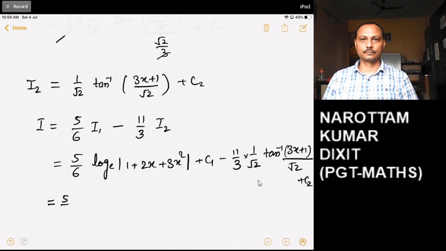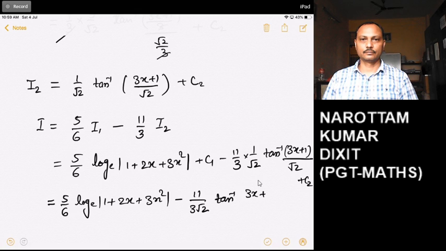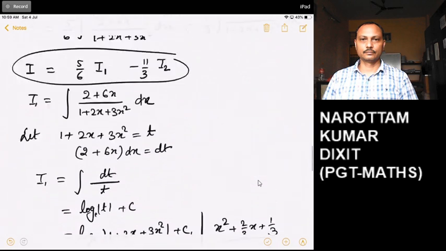So the final answer is 5 upon 6 log of mod of 1 plus 2x plus 3x square minus 11 upon 3 root 2 tan inverse 3x plus 1 upon under root 2 plus c. So in this way we can find the solution. It is a very important question. Remember the points.